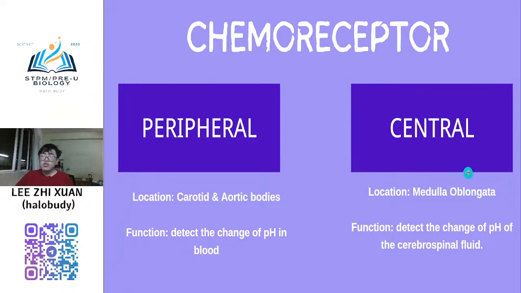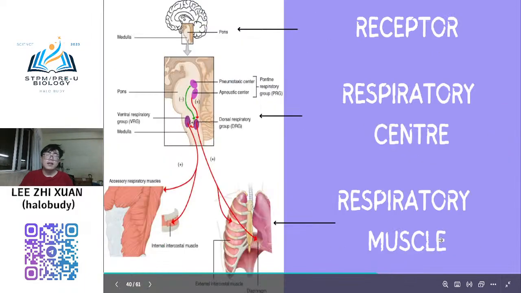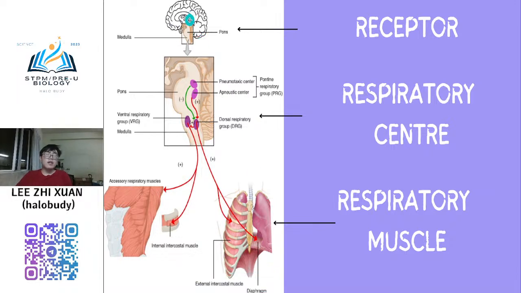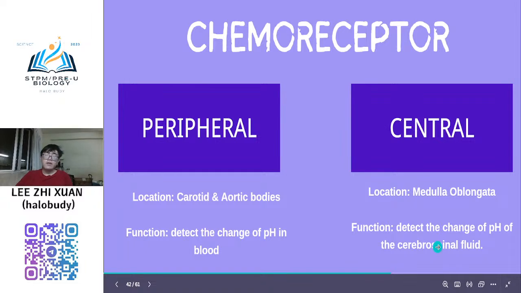And then the central, dia bukan blood, it will detect the cerebrospinal fluid. Ini dia adalah liquid dekat otak kami. Otak kami ada satu liquid we call as cerebrospinal fluid. Cerebrospinal fluid ini liquid dia. Dia akan detect the pH change in this liquid. So kena alert lah.